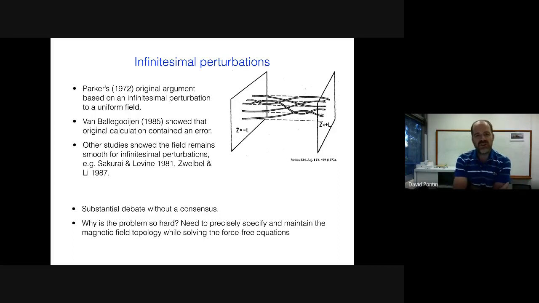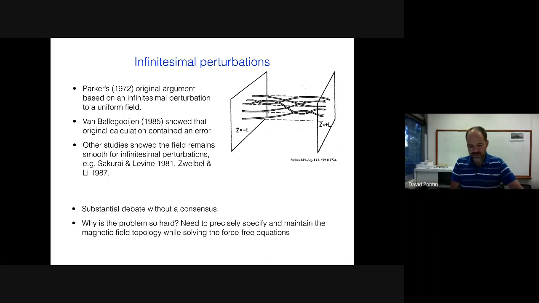So Parker's original argument was based on an infinitesimal perturbation away from a uniform field, but it was subsequently shown that there was an error in the original calculation, and that for infinitesimal perturbations from a uniform field, the field can always relax to a smooth equilibrium. So these papers by Van Ballegooijen and Zweibel and Lee, for example, showed that for an infinitesimal perturbation, we shouldn't expect to get to a state where we have current sheets.